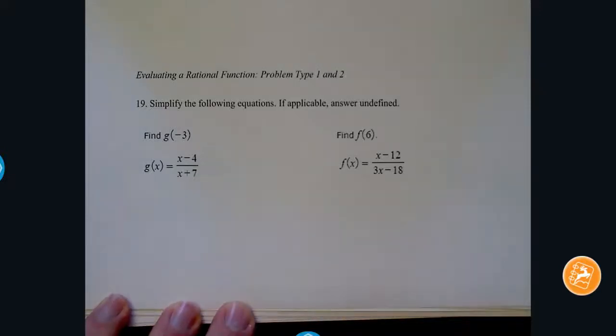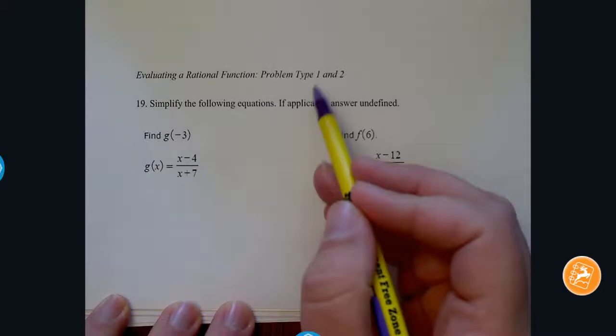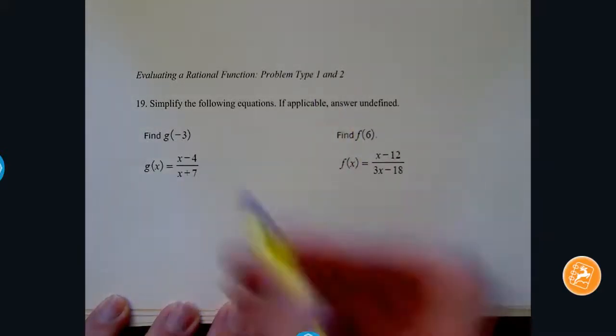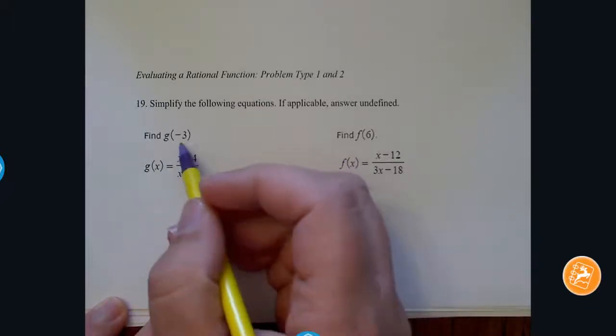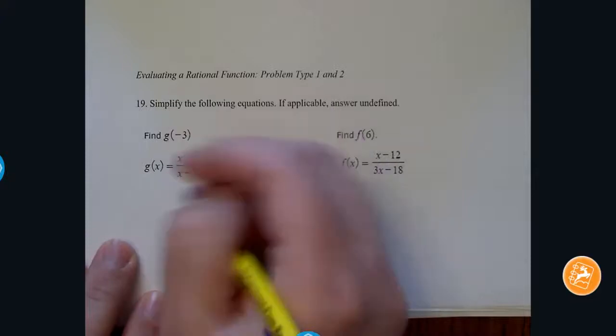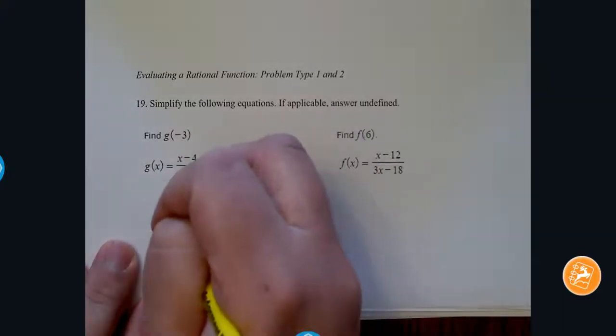We are evaluating rational functions. I just combined problem type 1 and 2. This is problem type 1, that's problem type 2. We want to find g of -3. So what we're going to do is plug -3 in everywhere we see an x.